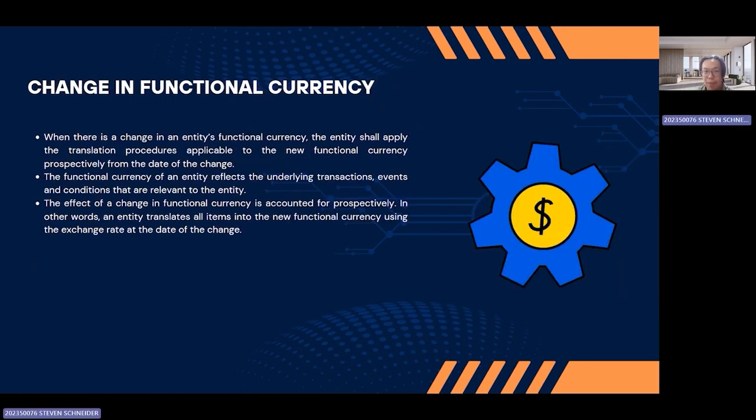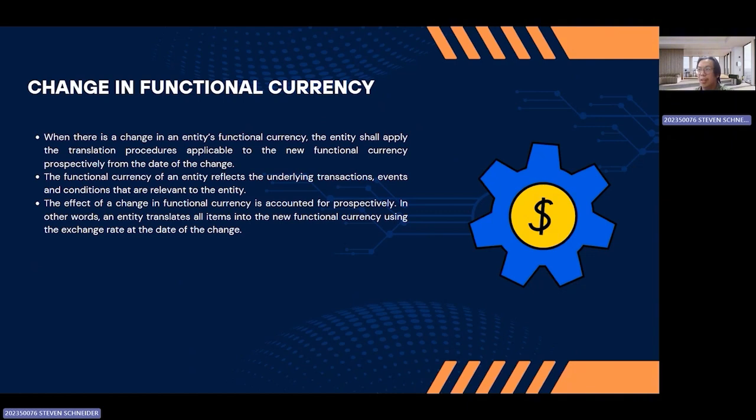Okay, this is for the change in functional currency. When there's a change in an entity's functional currency, the entity shall apply the translation procedures applicable to the new functional currency prospectively from the date of the change. When the functional currency of an entity reflects the underlying transactions, events, and conditions that are relevant to the entity, once the functional currency is determined, it can be changed only if there is a change to those underlying transactions, events, and conditions.